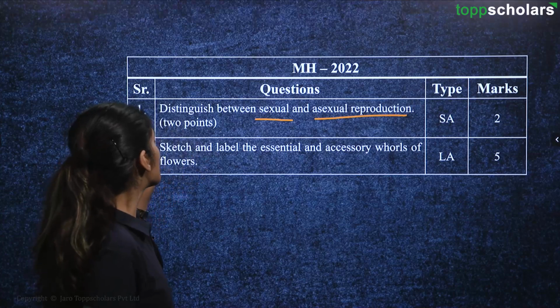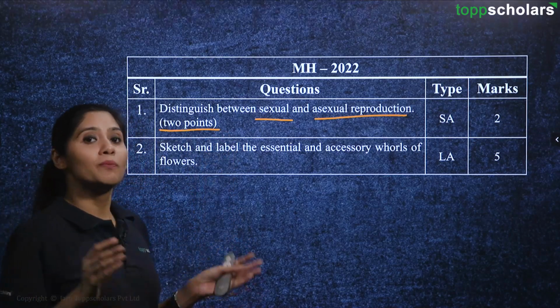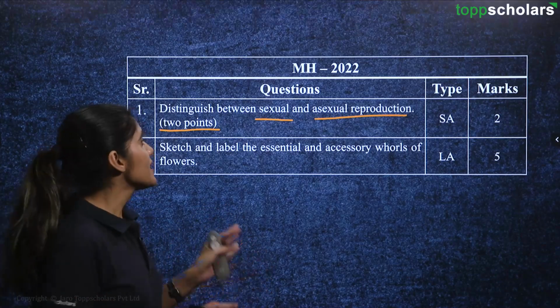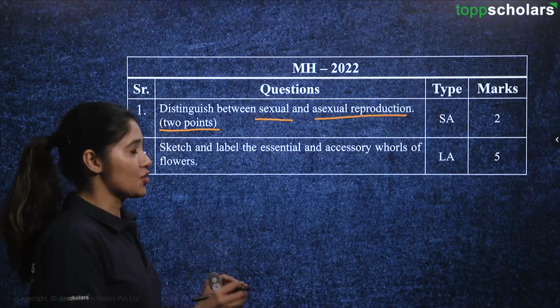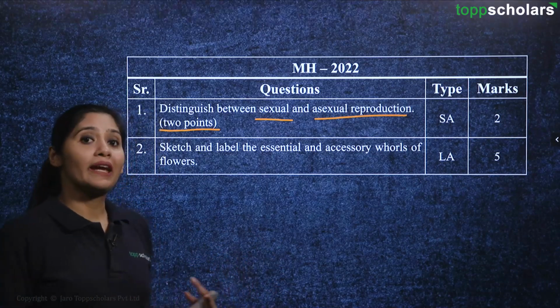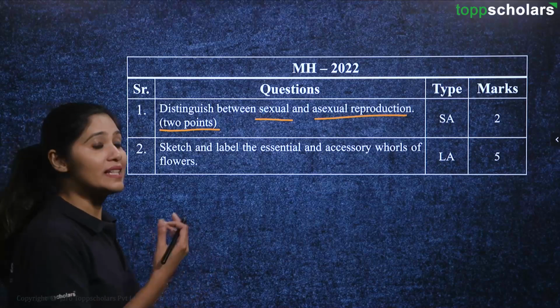So, they are just asking for 2 points, but you might as well learn at least 4 to 5 points to distinguish between sexual and asexual reproduction, so that you will be able to get maximum marks around this topic.